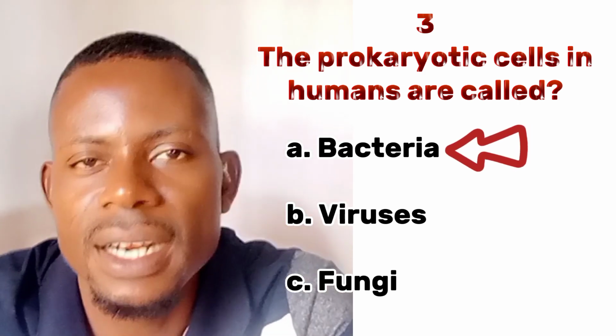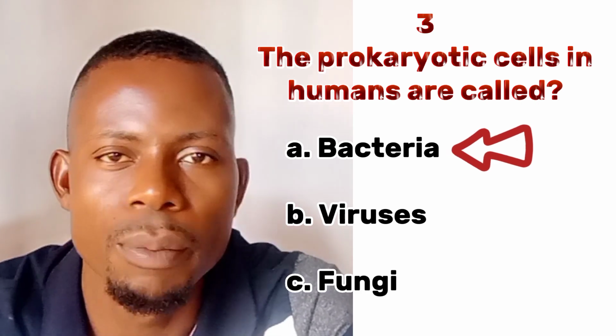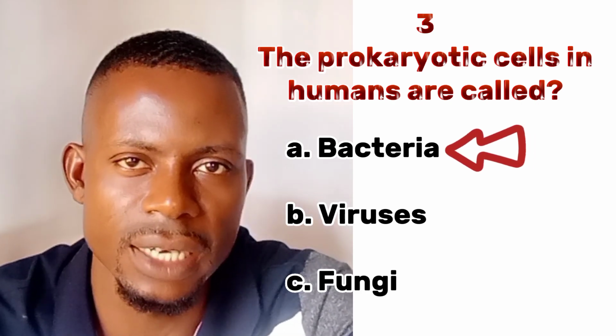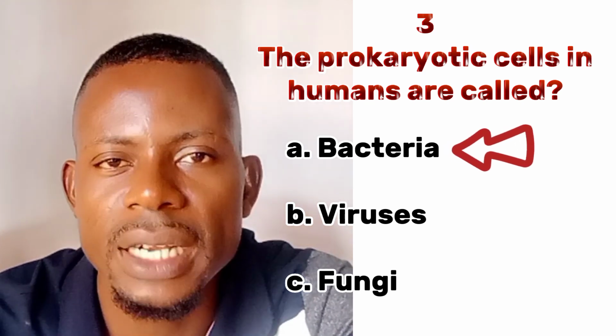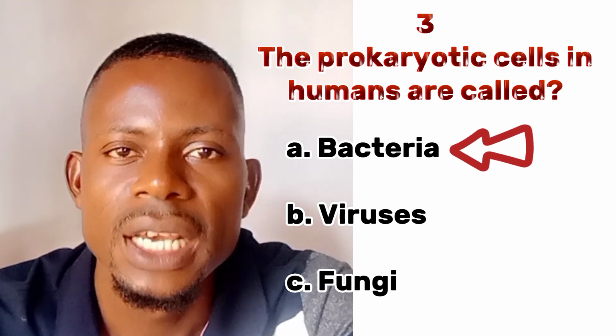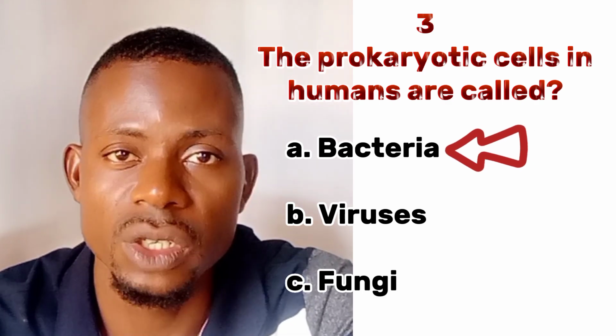So the prokaryotic cells that are found in humans are called bacteria. You have them mostly in the intestines. They are not part of the body. They actually invaded the body. You have both useful bacteria and harmful bacteria. The useful bacteria aids in digestion and formation of feces.